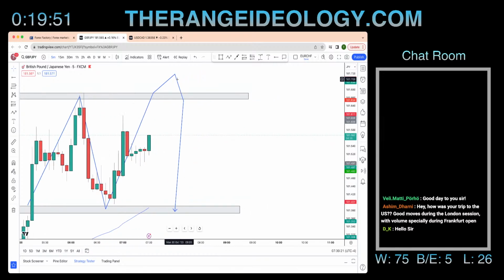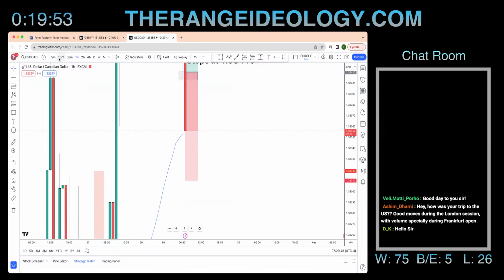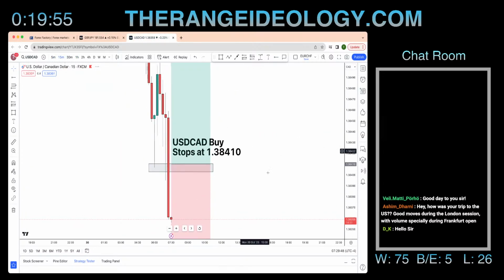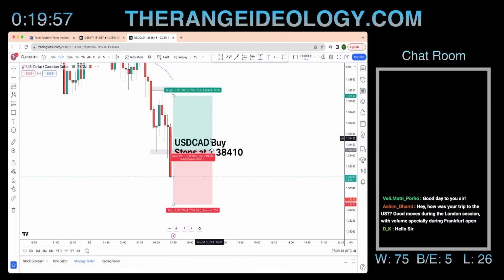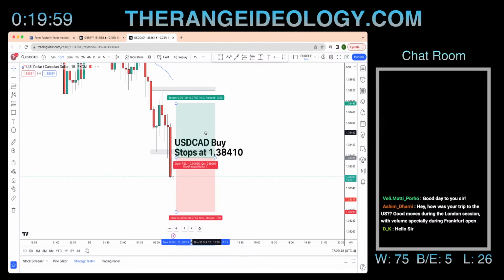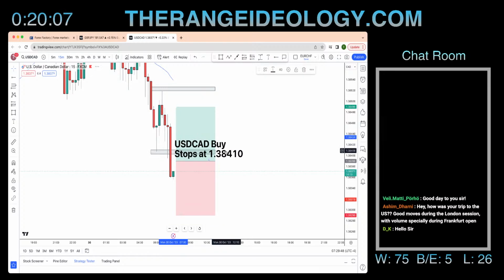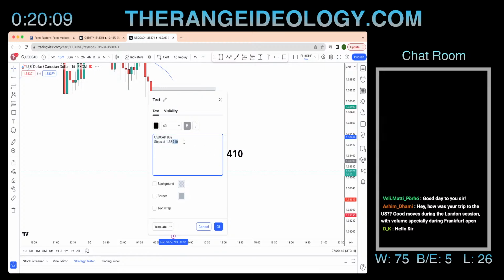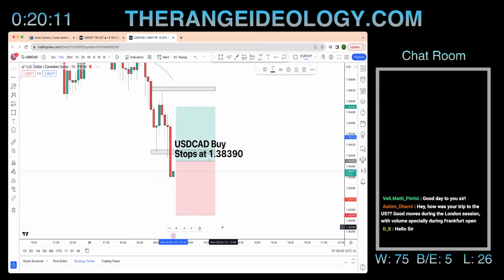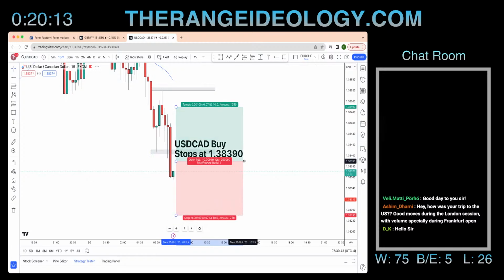Oh, there's GJ's push right here. Nice, look at that. And there's USD CAD's push as well. So guys, I'm going to adjust my buy stops for USD CAD here slightly. So let's make it 390. 390, guys. 138, 390. Buy stops for USD CAD. And still looking for the 10 pips.